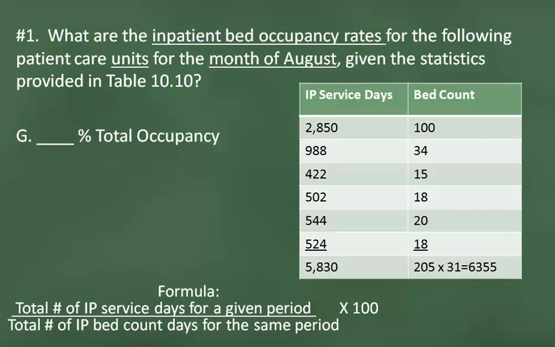Our total number of inpatient service days is 5,830, and we divide that by 6,355, and then multiply by 100, and we get a total of 91.7% was the total occupancy.